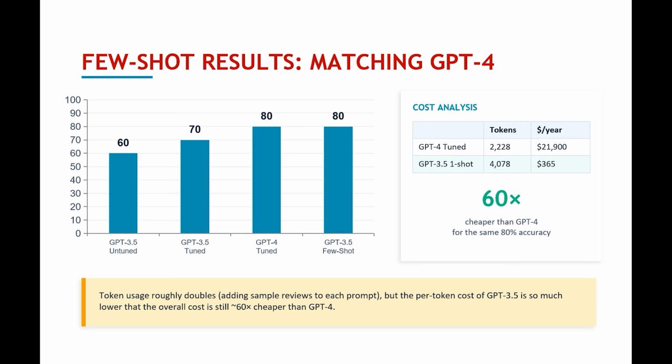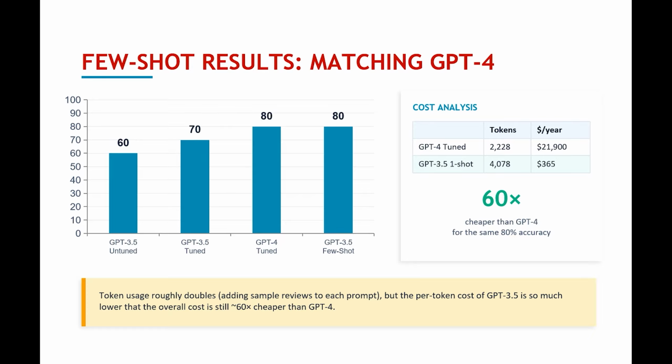But even with double tokens, GPT 3.5 with one-shot learning is still about 60 times cheaper than GPT-4. At scale, that's about $365 per year versus $21,900 per year. This is a massive saving for the same accuracy. So this result highlights a key insight from the chapter. Improving the prompt can be more cost-effective than switching to a larger model. That's why prompt engineering is often the first thing you should try before increasing model size.